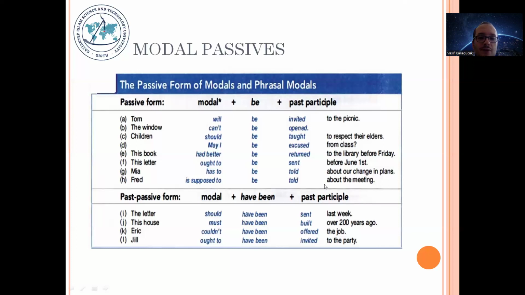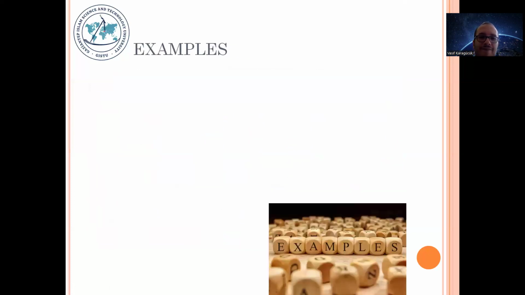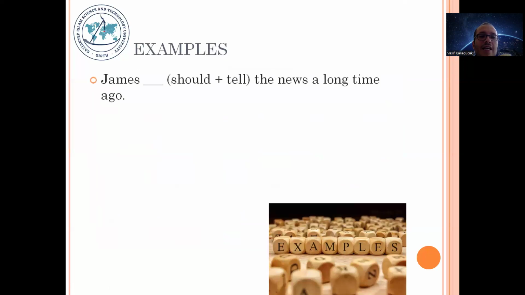Anyway, let's do some activities together. It will be easier for you then. Change the news a long time ago. So, it is something in the past. Should, past form of should. So, the answer should be James should have been told the news a long time ago.